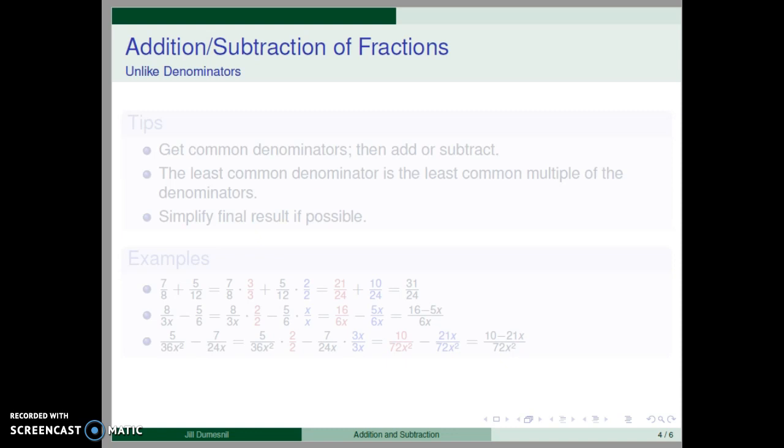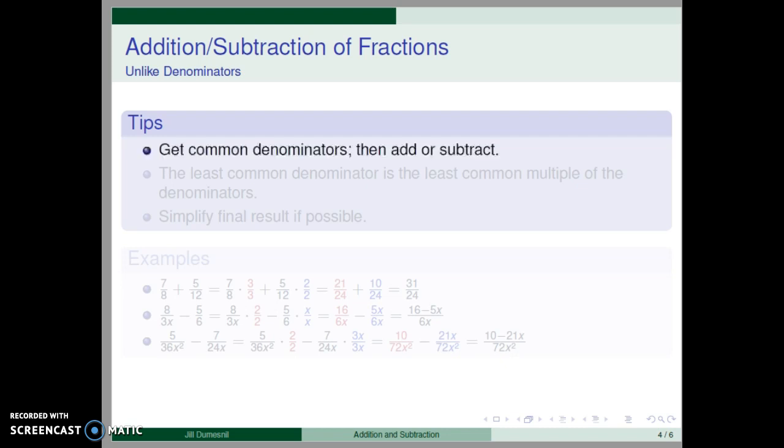Now let's consider addition and subtraction of rational expressions with unlike denominators. We don't really need an entirely different process. We can just slightly revise what we already know. First, we'll need to get common denominators by multiplying each fraction by a clever version of 1. Then add or subtract as before.